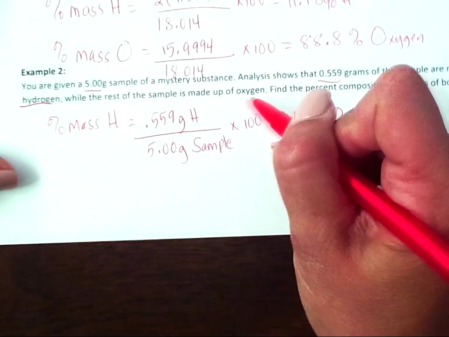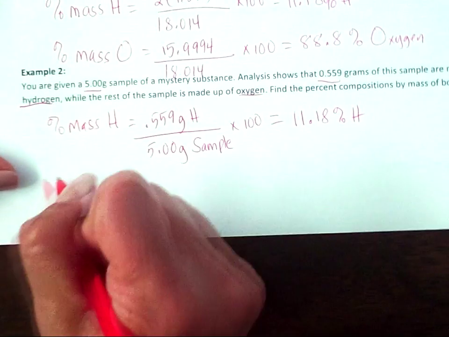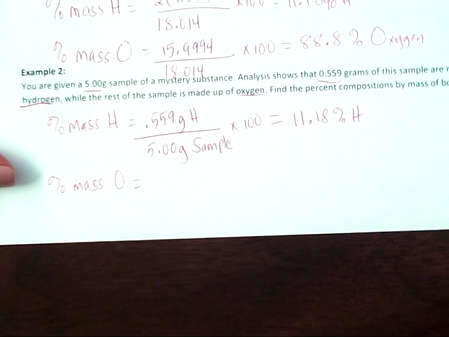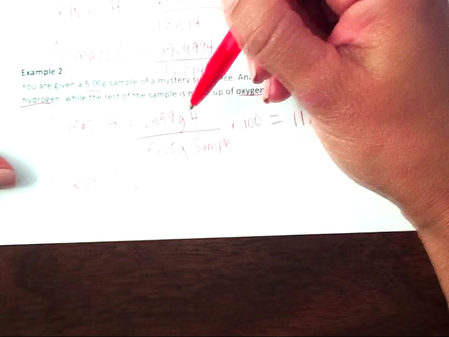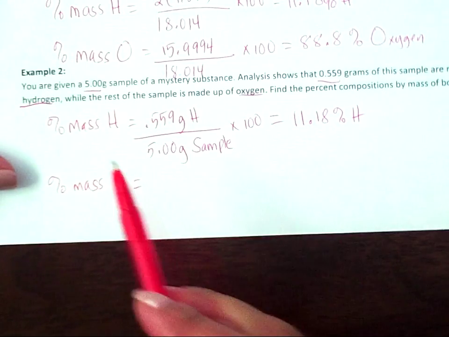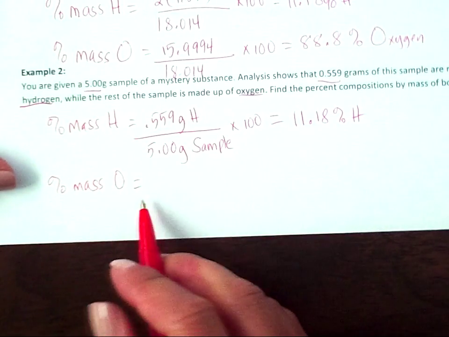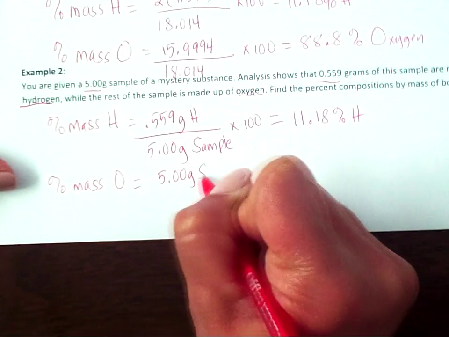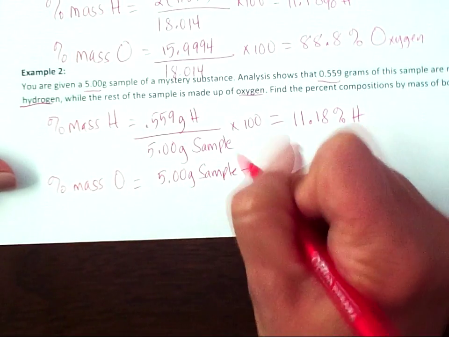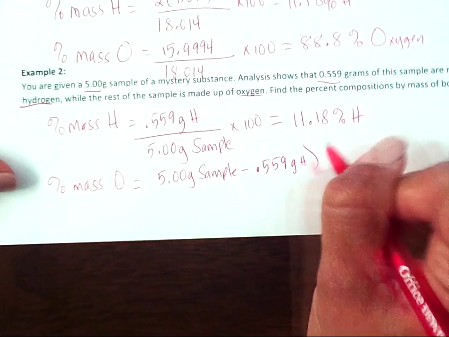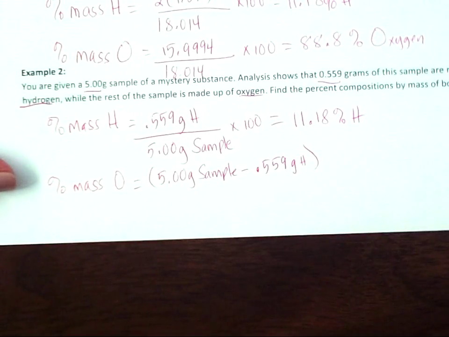Okay? How can we figure out the rest of the sample? The remainder of the oxygen. Okay, does anybody have any ideas? Can you just subtract it? Absolutely, yes. He's saying subtract the total from what we know, and the remainder would have to be oxygen. That's all that's left in it, those two substances. So you would do 5.00 grams of the sample minus 0.559 grams of the hydrogen, and whatever is remaining would have to be the oxygen.